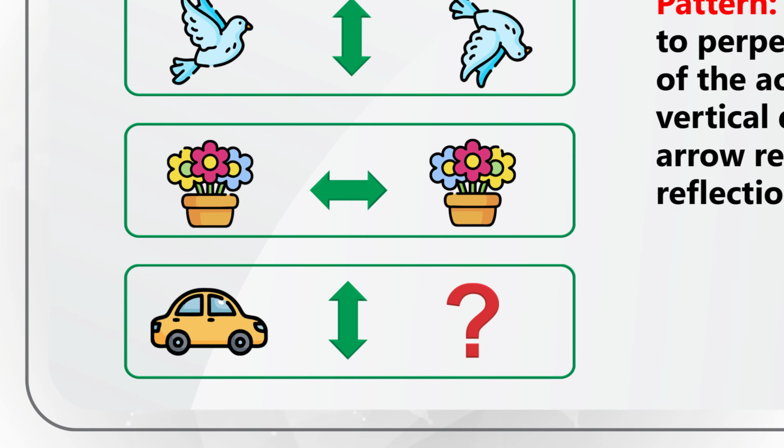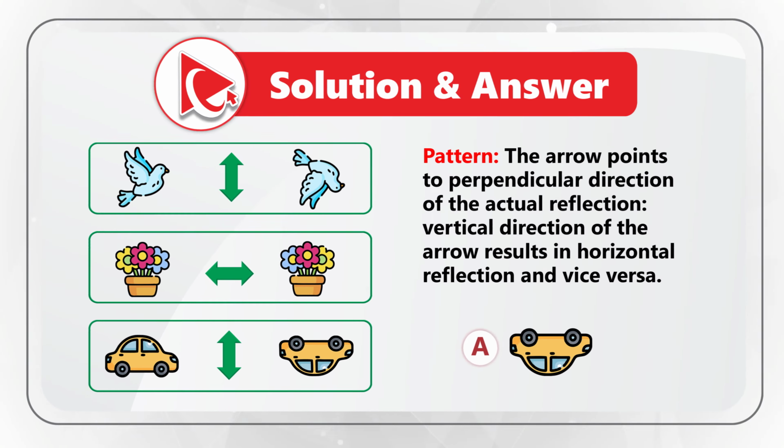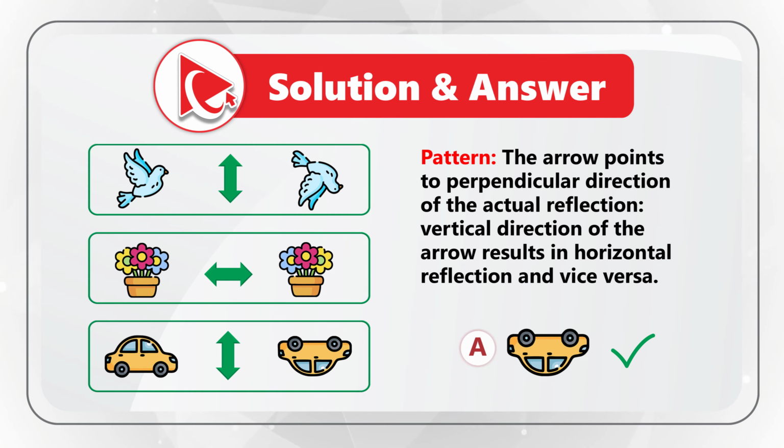Let's look at the third row to get to the correct answer. Because the arrow goes from top to bottom, we need to use horizontal reflection, which means that the correct answer here is choice A. Did you get to the same answer? If not, please make sure to post your answer and rationale in comments.